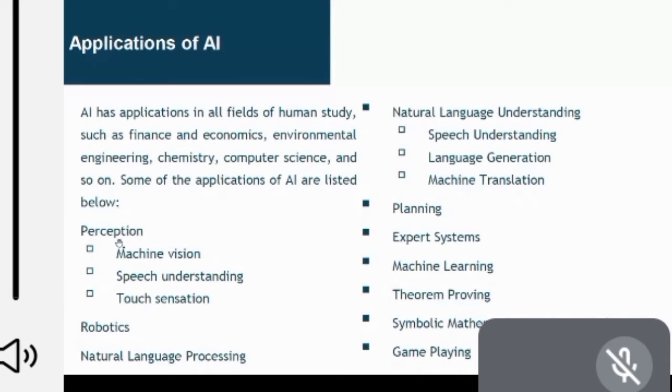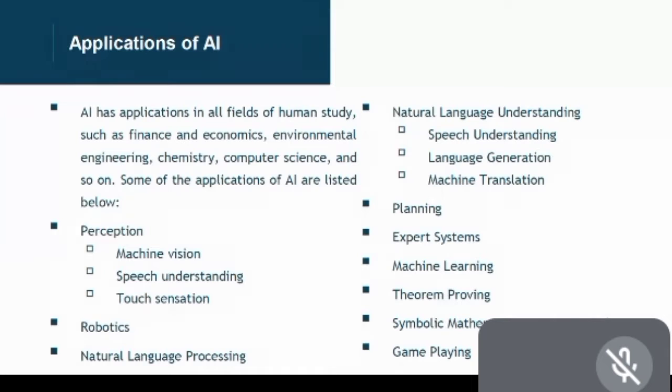Now, what do you mean by perception? Perception means observation actually. Okay, the meaning of the word perception is a type of observation, a type of concept. Okay, so the perception idea of AI can be used in machine vision, speech understanding, and touch sensation. So these are very famous examples of AI.